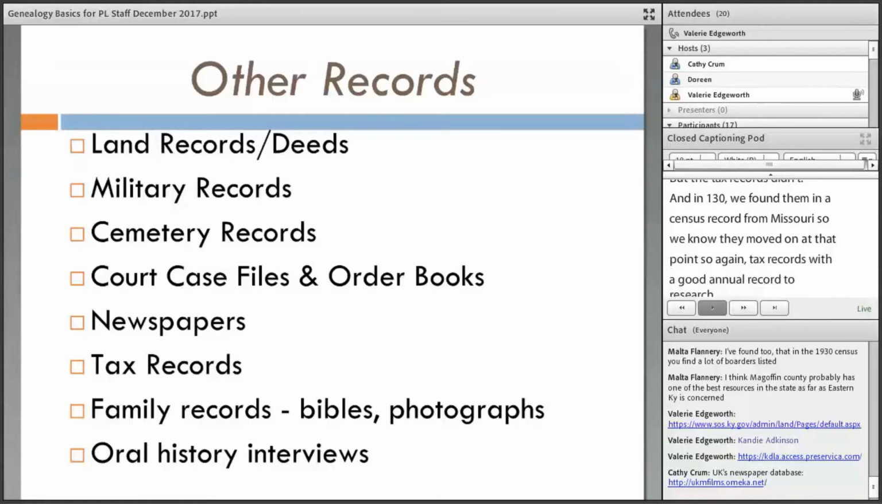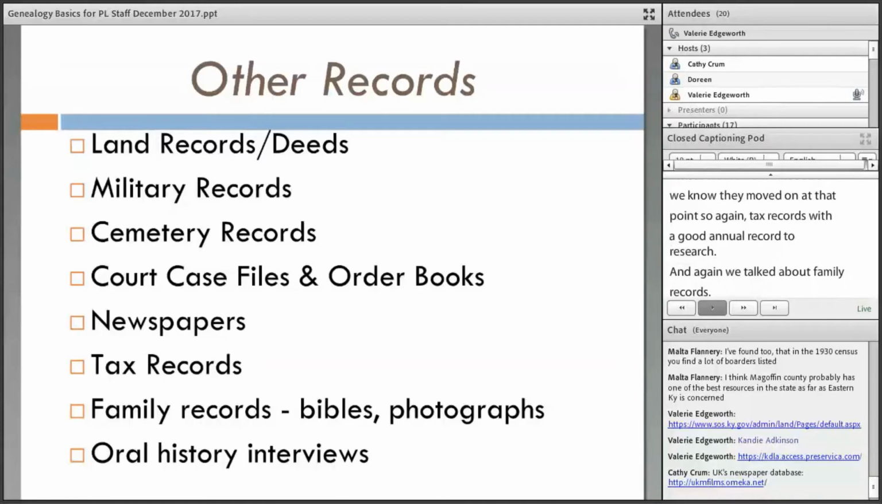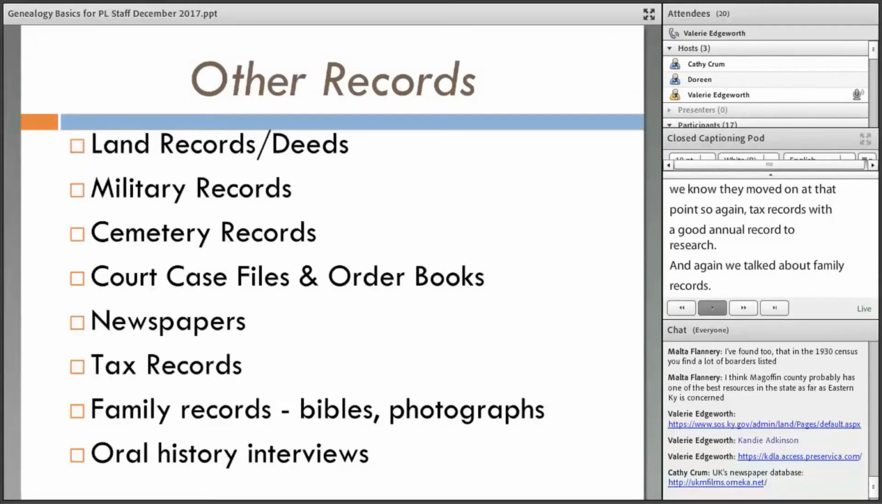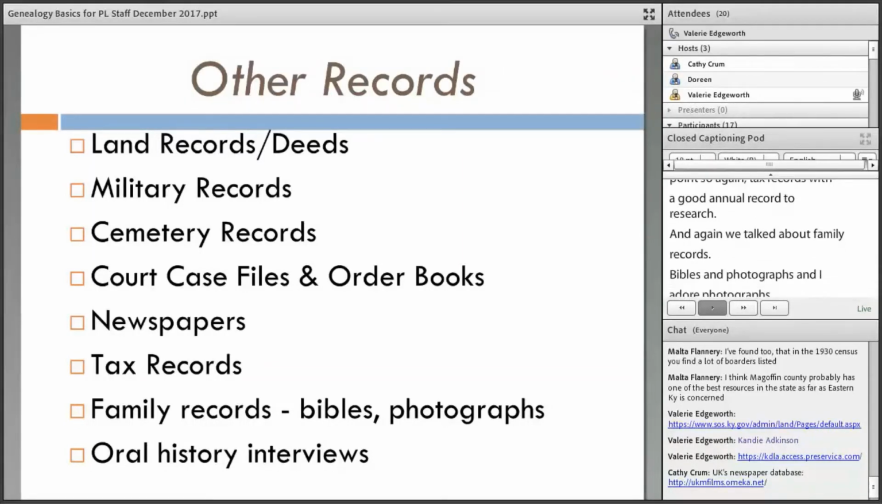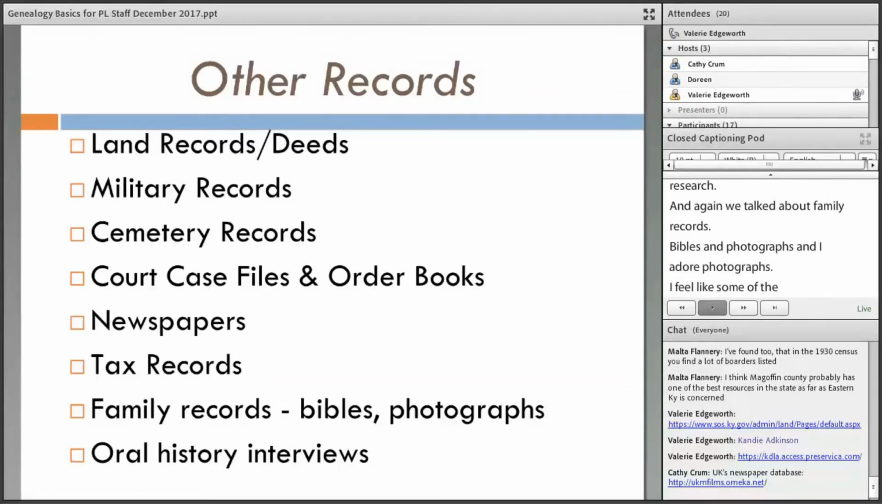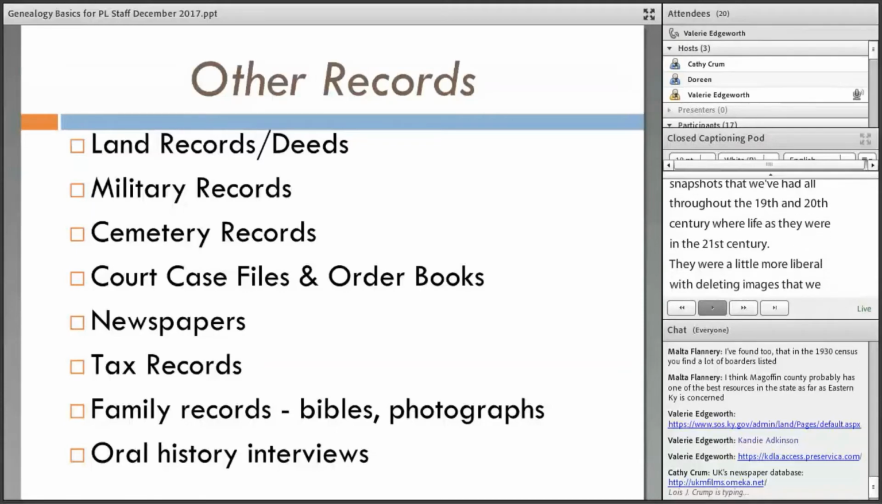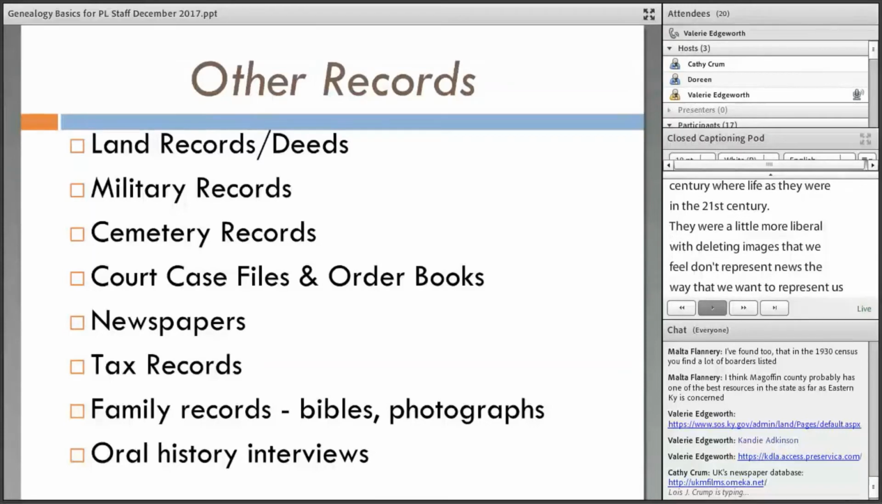Again, we've talked about family records, Bibles, photographs. I adore photographs. I feel like some of those snapshots that we've had all throughout the 19th and 20th centuries were life as they were. Here in the 21st century, we're a little bit more liberal with deleting our images that we may not feel represent us the way we want to be represented. And that's going to be interesting, I feel, in a couple more generations to see how people are viewing our ancestry and the way that we did things during our time period. And so we're a little bit more specific on that.